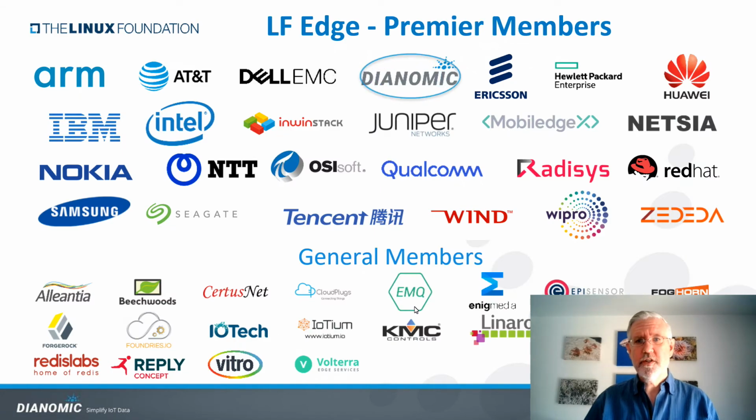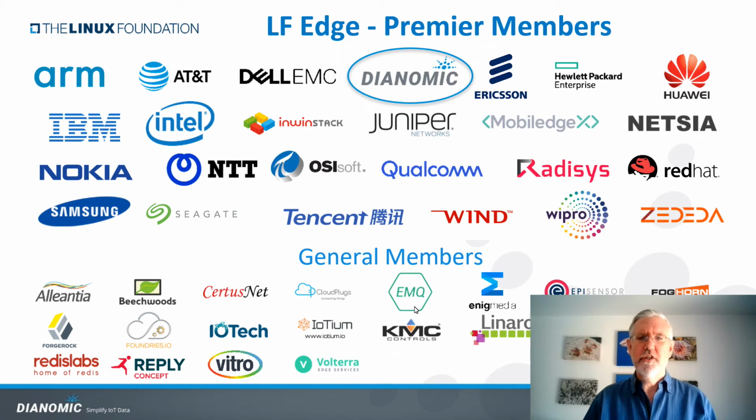FogLAMP is open source, so the open source version is known as FLEDGE. It's part of the Linux Foundation, and the Linux Foundation has an LF Edge division, and FLEDGE is the name of it, which stands for FogLAMP Edge in the Linux Foundation. And you can see there's some great names that we have as partners there to ensure that it's always going to be robust, always available for you.